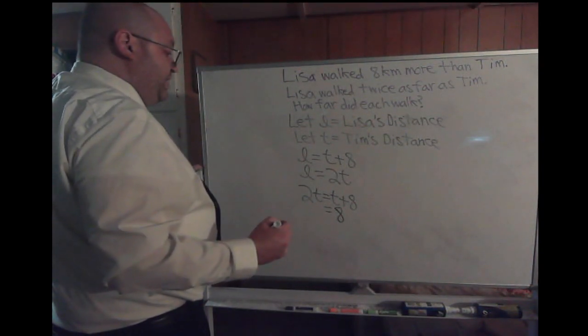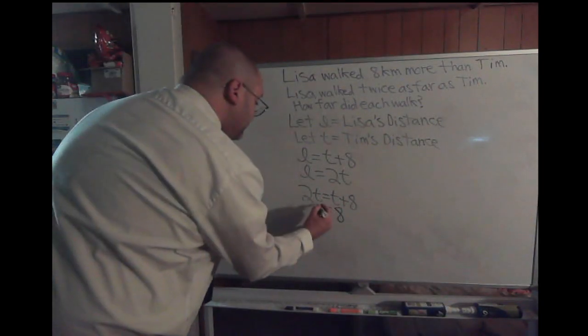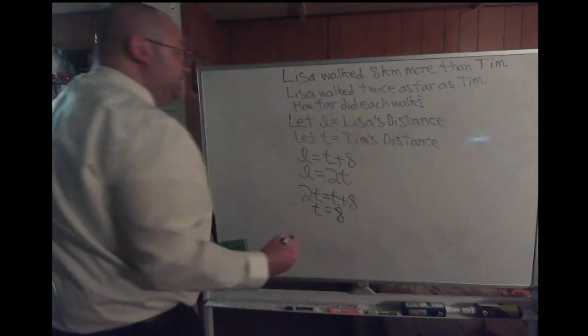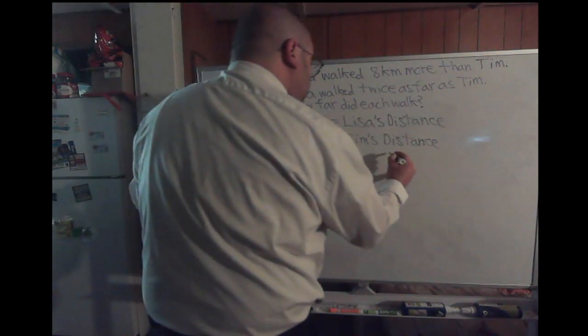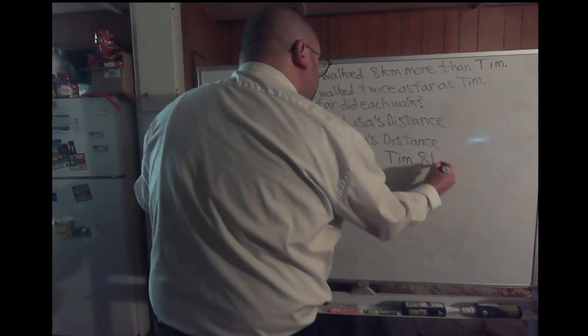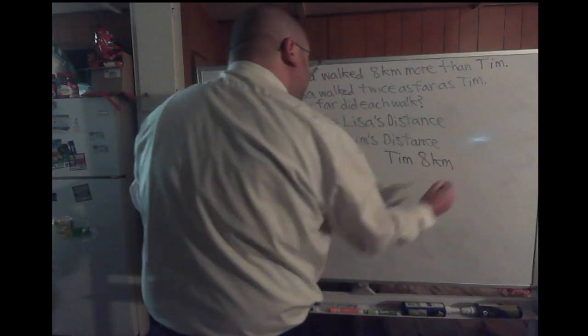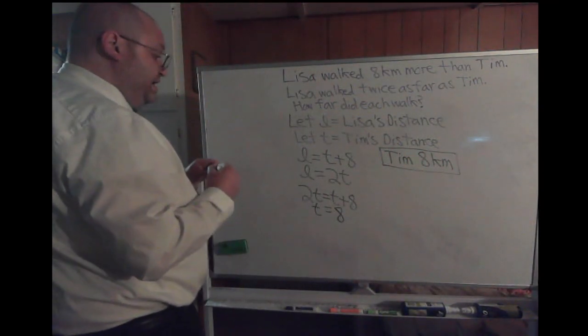Okay? But what we do to the right, we got to do to the left. 2t minus t, that is t. Well, t is Tim's distance, so Tim went 8 kilometers. We got Tim's distance. He went 8 kilometers.